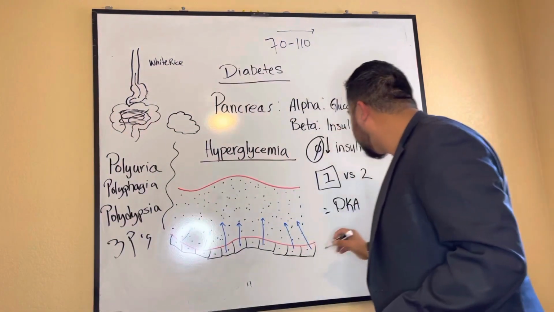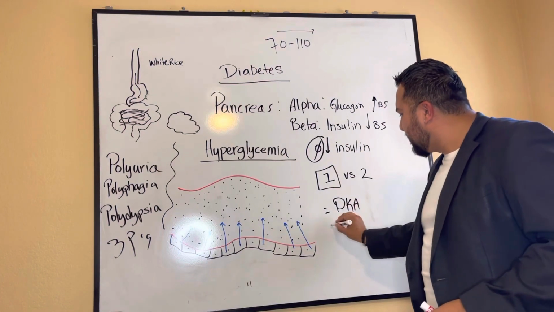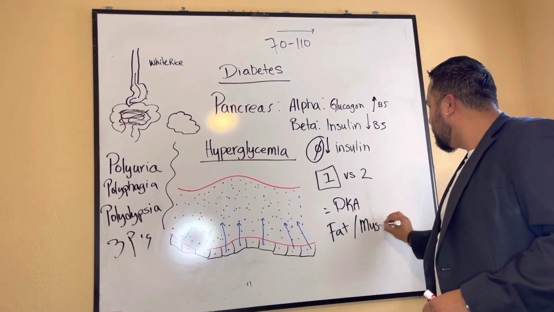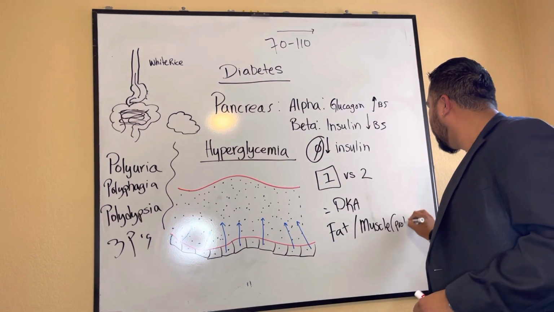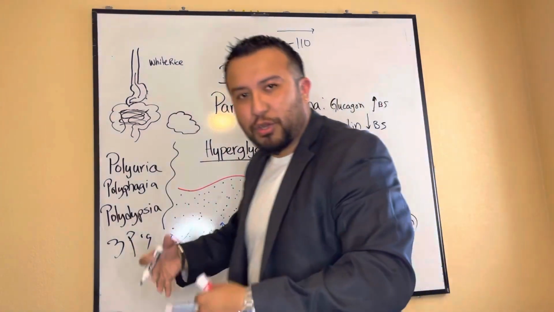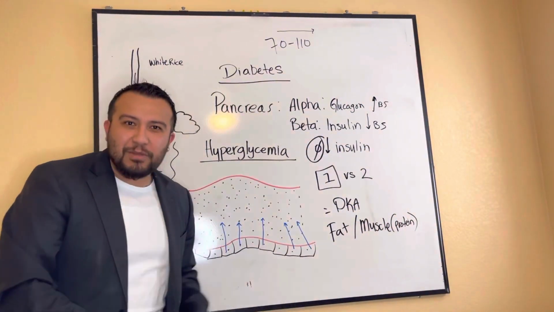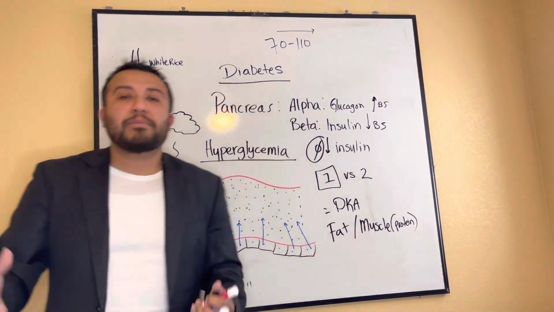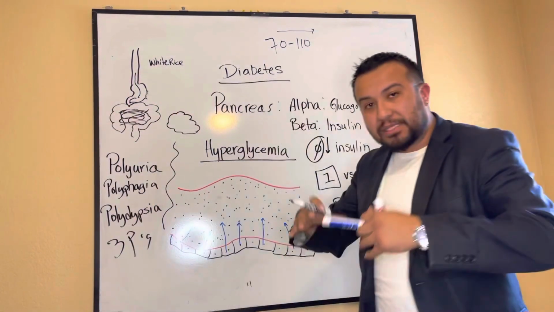I have a way to fix that. So your brain signals for fat and muscle, which is made out of protein, right, to be broken down so it can get more sugar, so it can get more energy. But is that what we need right now? Do we need more sugar? No, we need insulin. But I'm trying to describe to you what's happening in the body and these complications.